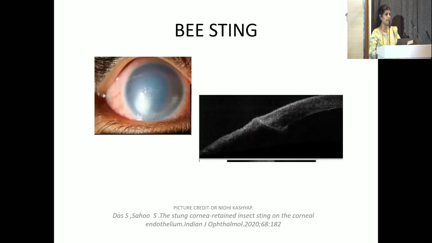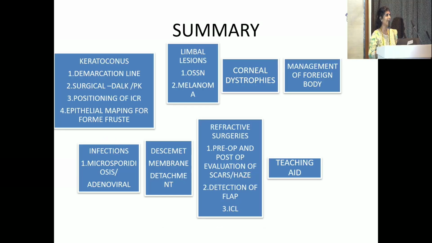And doing an ASOCT here, we could find there was a sting. The foreign body was still present. So we had to take him inside the OT, remove the foreign body, and then continue the treatment of the ulcer, and it was treated. So I would say ASOCT gives us a third eye in addition to the slit lamp microscope that we use in regular diagnosis of the anterior segment.